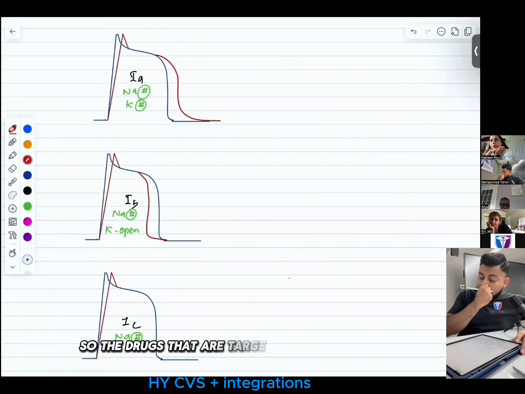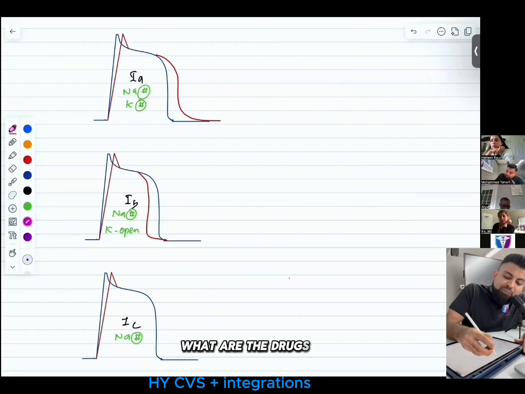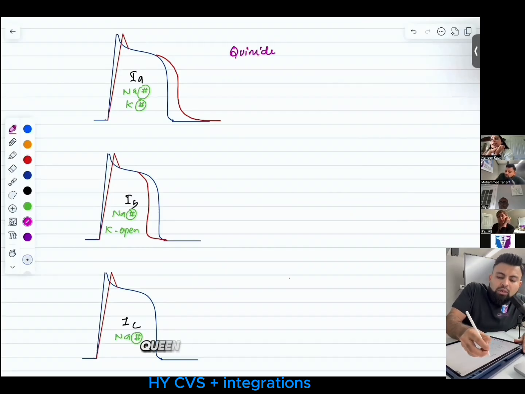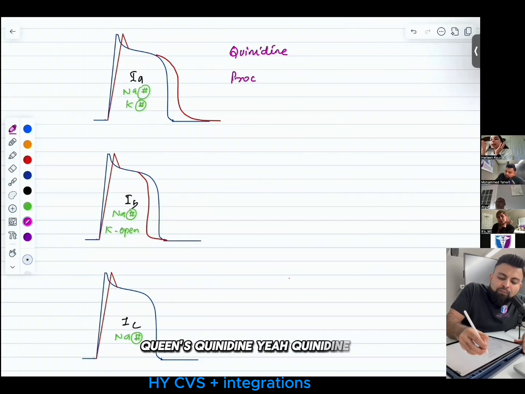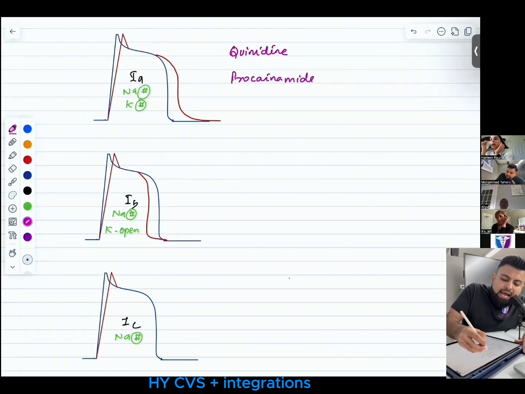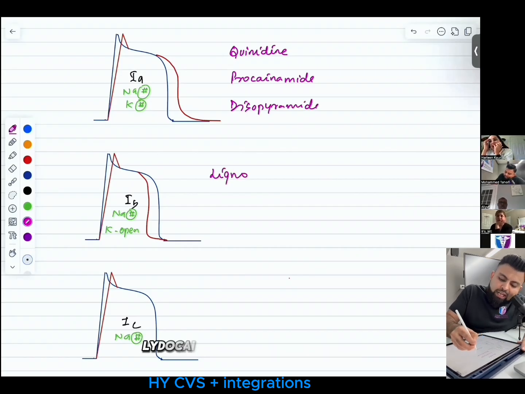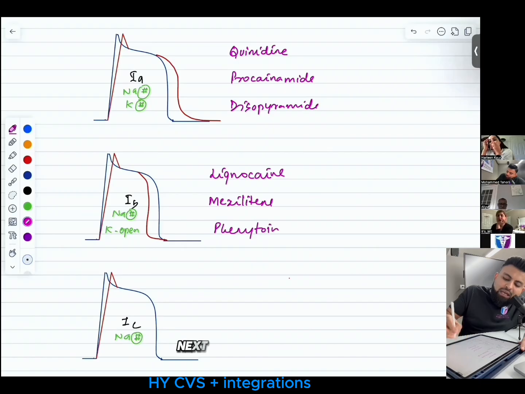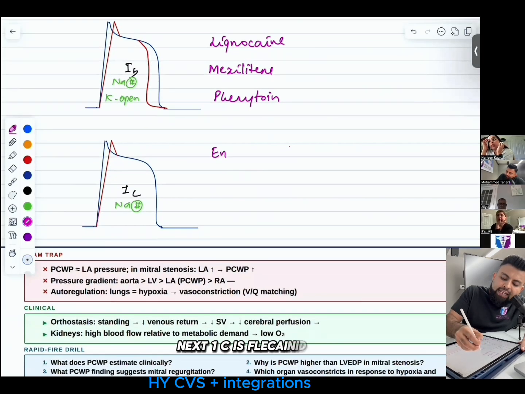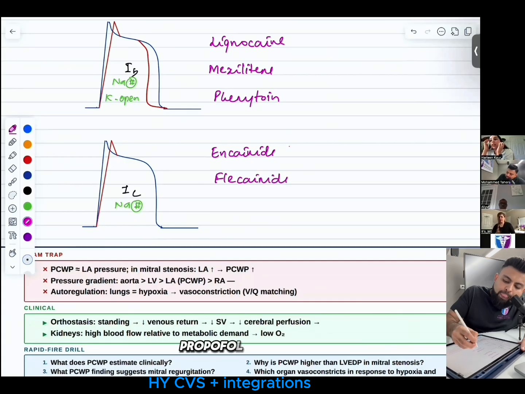So the drugs targeting class 1A, what are the drugs? Quinidine, procainamide, and disopyramide. Class 1B are lidocaine, mexiletine, and phenytoin, right? Next, 1C are flecainide and, very, very important, propafenone. These are the drugs.